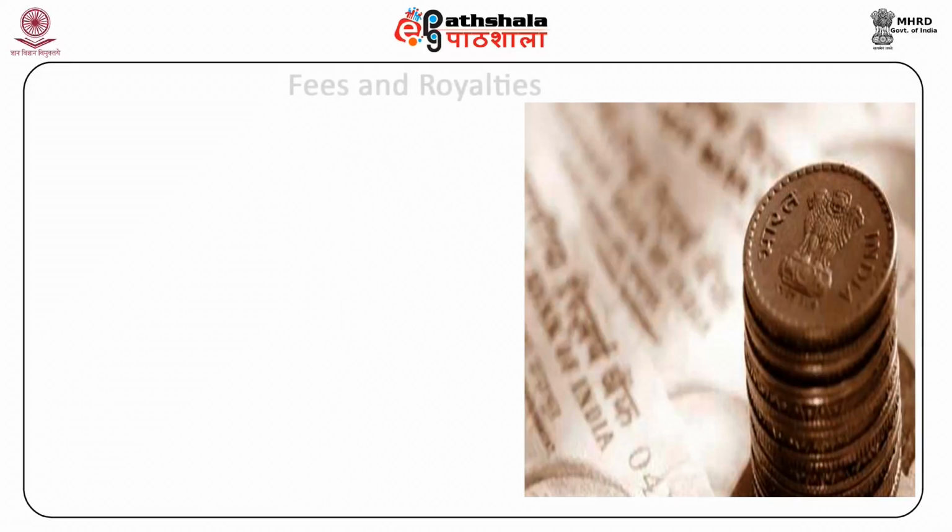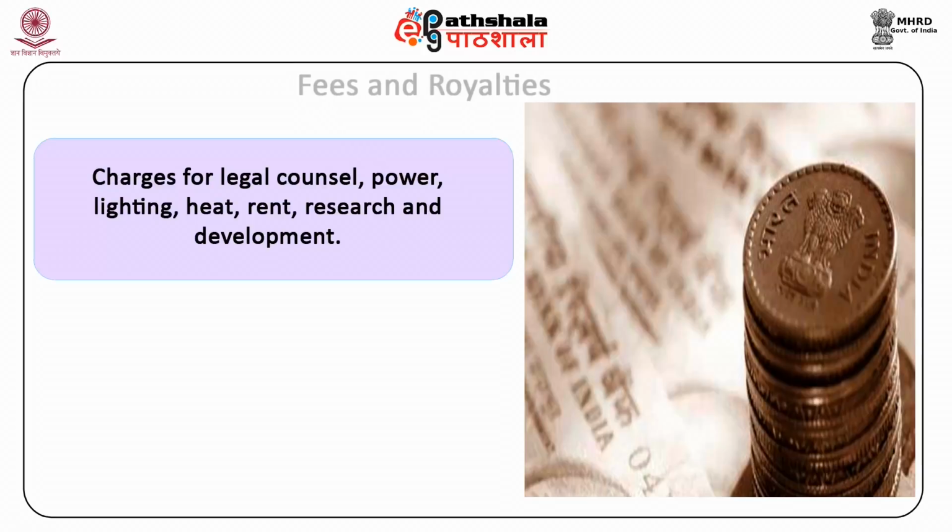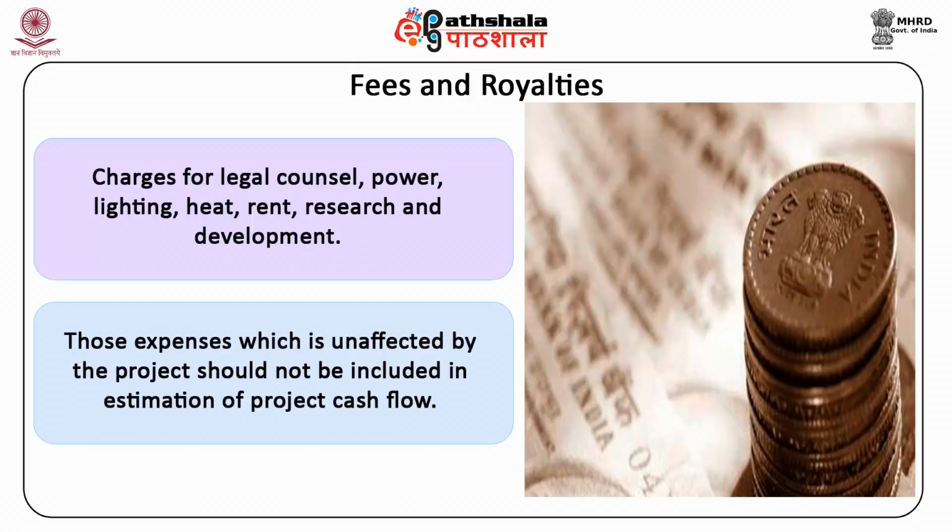Fees and royalties. Often a company will charge projects for many items such as legal counsel, power, lighting, heat, rent, and research and development. The charges appear in the form of fees and royalties. They are costs to the project, but they are a benefit from the standpoint of the parent firm. From an economic point of view, the project should be charged only for the additional expenditures that are associated with the project, that is, those expenses which are unaffected by the project should not be included in the estimation of project cash flow.